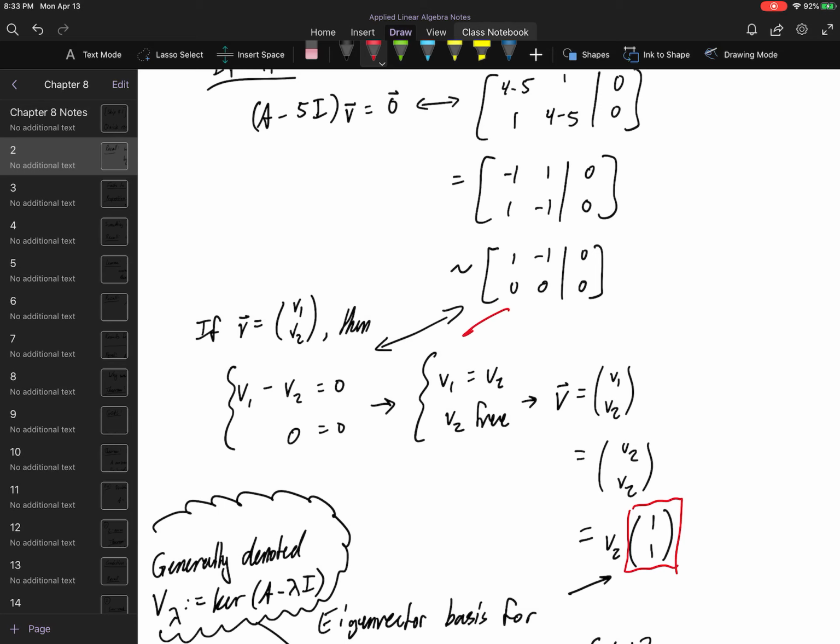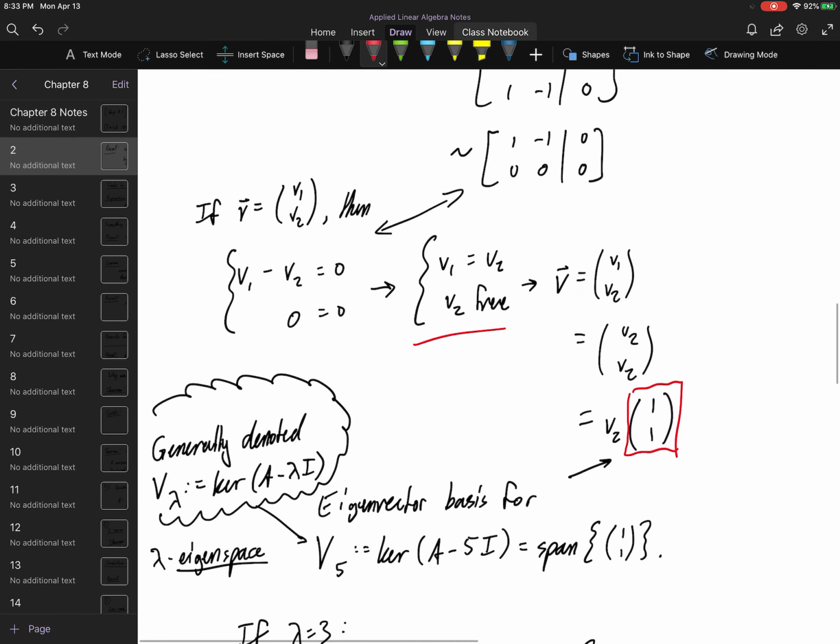But once I'm here, remember that matrices or augmented matrices correspond to systems of equations. So I'm just going to go ahead and say that V vector is equal to components V1 and V2. And then this augmented matrix produces the following system of equations in V1 and V2, which I can then solve for V1 in the first equation so that V2 is free.